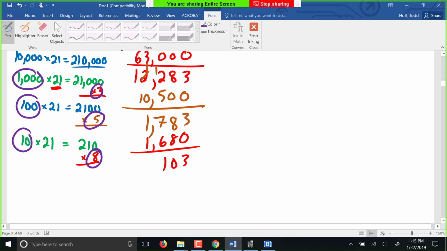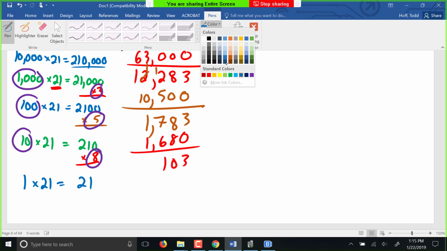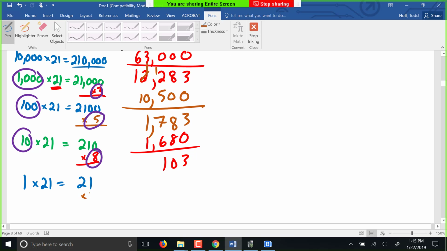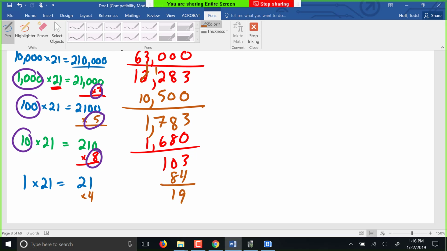Now the last place value, all that I have left, is 1s. 1 times 21 is 21. Can I subtract that from what's left? Sure. 4 times. It'd be 84. Leaves me with 19. So that is simply 1 times 4, or just 4 more times.